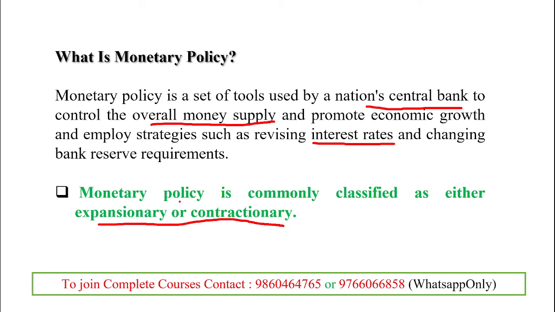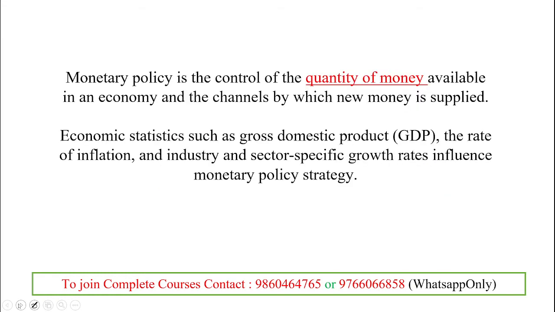So, in the first slide, we looked at monetary policy as the policy used by a nation's central bank to control the overall money supply and thereby promote economic growth in our country. For this, we employ strategies such as revising interest rates and changing bank reserve requirements. There are two types of monetary policy, expansionary and contractionary. Monetary policy is the control of the quantity of money available in the economy, and also the new supply is controlled, as are the channels by which new money is supplied.